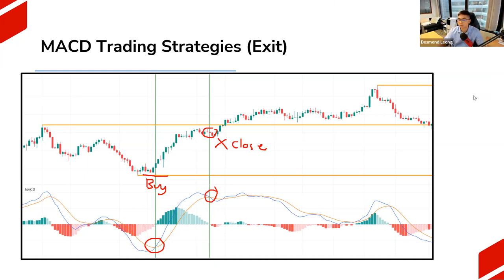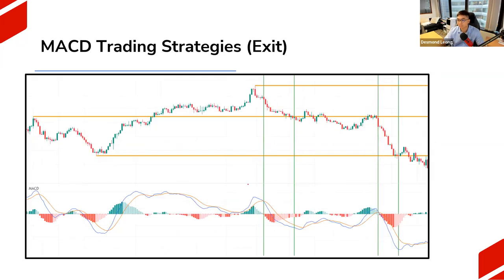Next. Another one. When you enter a sell, your sell position should be roughly right there. You can close out at the next MACD crossover. So the next crossover is actually right here, roughly right here. So you could close out your trade right there. So you sell again, take a short position, and can close out once the MACD line starts to cross over, roughly right there. Close out your position.